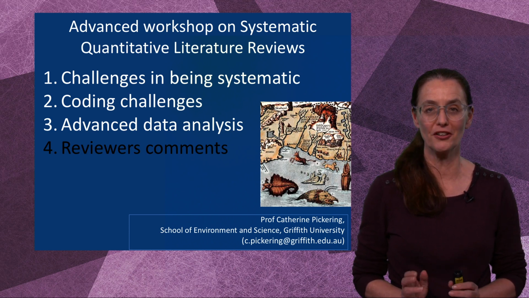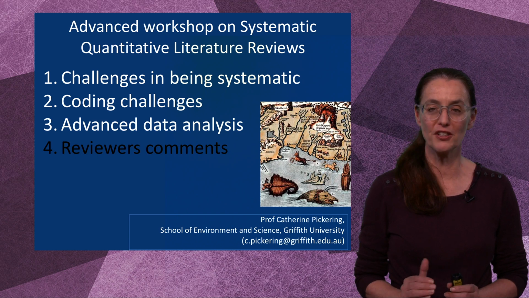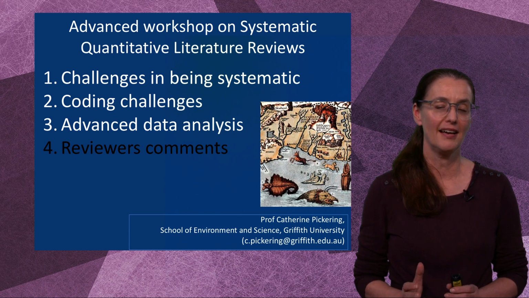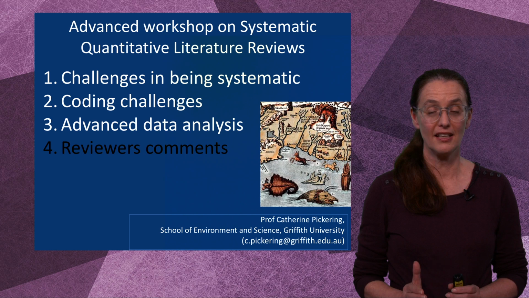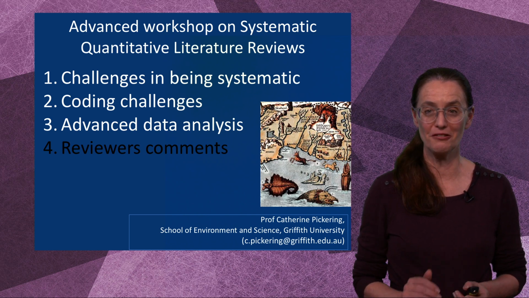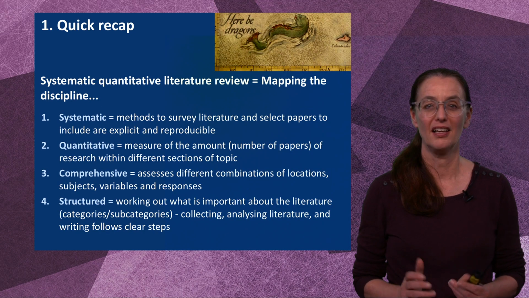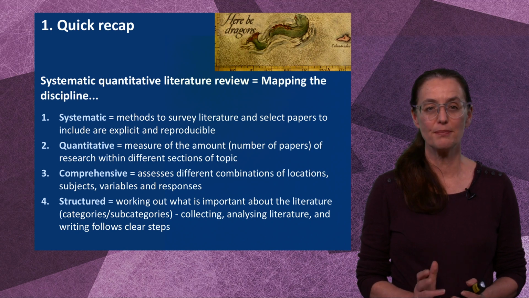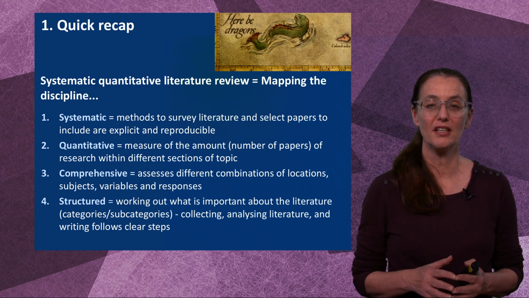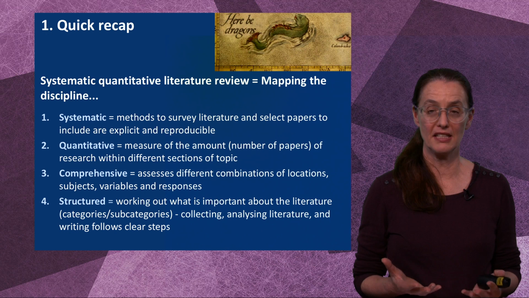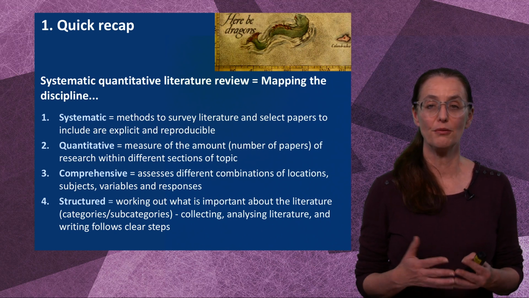And this is one where we're going to go through reviewers' comments. What are the issues that reviewers sometimes bring up? How can you deal with those, even by incorporating the information in the original paper? As mentioned, this is because the systematic quantitative lit review is a relatively new method, and particularly in this way of expressing it, where you're mapping the discipline.